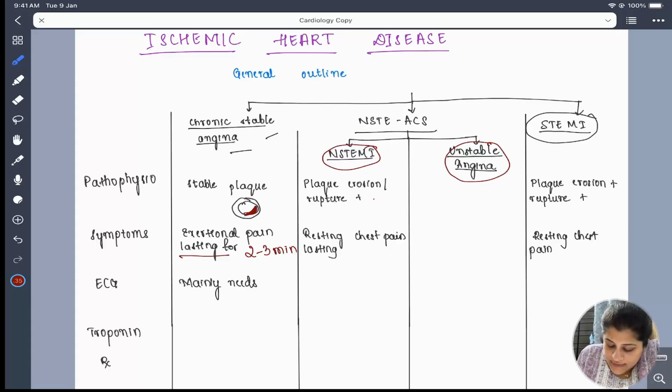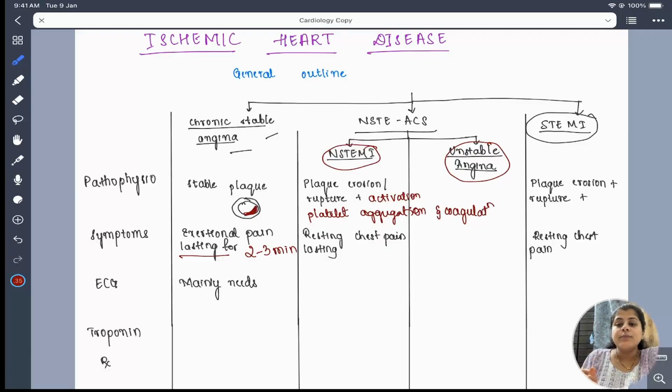So because of this there is activation of platelet aggregation and coagulation. Because of the plaque erosion and rupture, there is activation of platelet aggregation and the coagulation cascade. So this leads to non-occlusive thrombi.